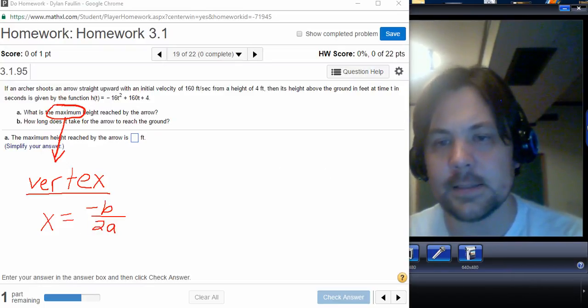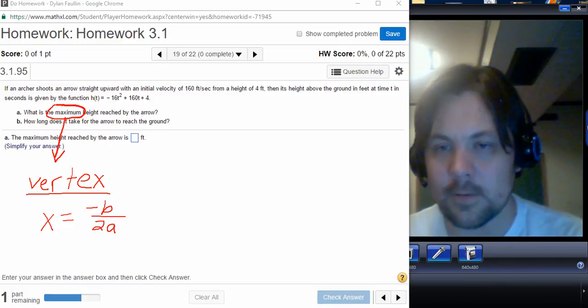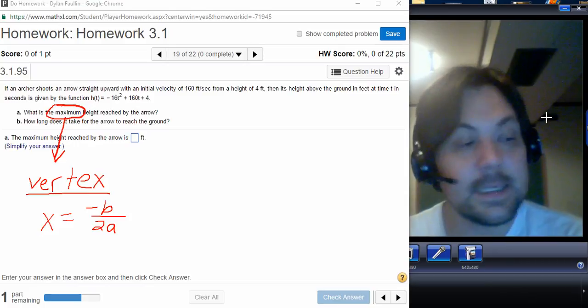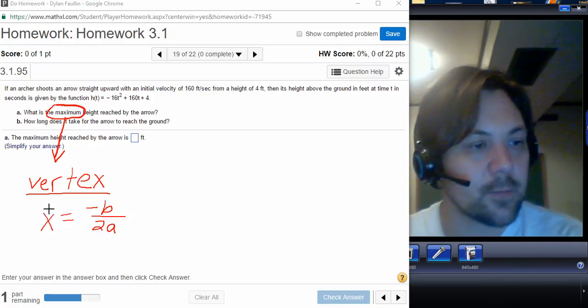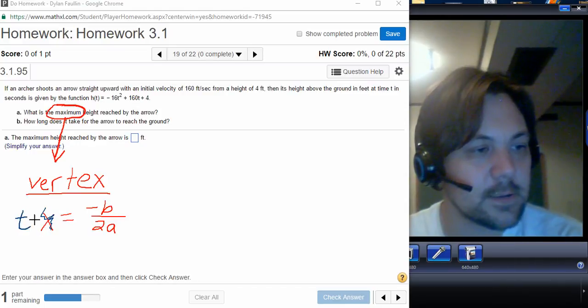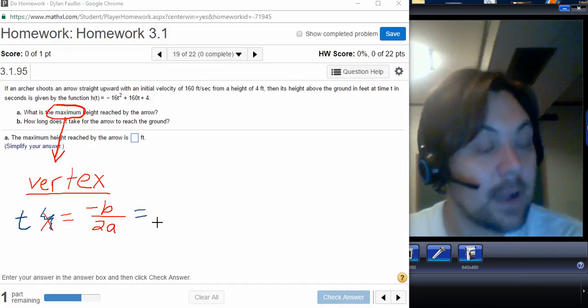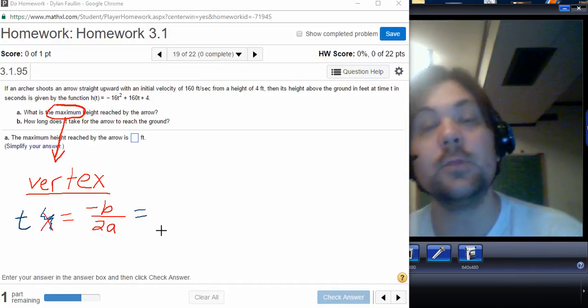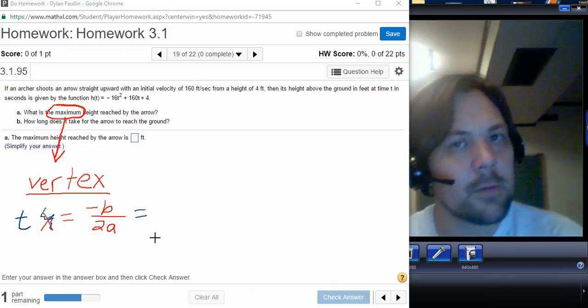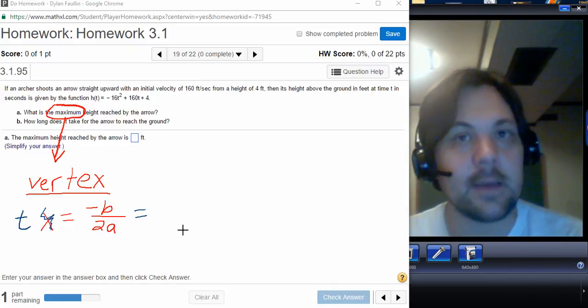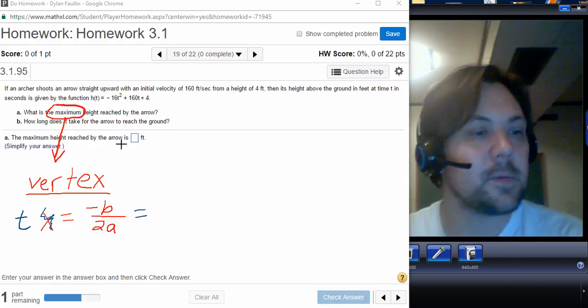But in this case, the x-coordinate is not called x in this particular problem. The x-coordinate is called t, right? So our x-coordinate in this particular problem is the time variable. So maybe we should use t here to describe that. So let's go ahead and find the time it would take to maximize the height. The value we're about to get is not the maximum height. We are finding the time it would take for the arrow to reach its maximum height.